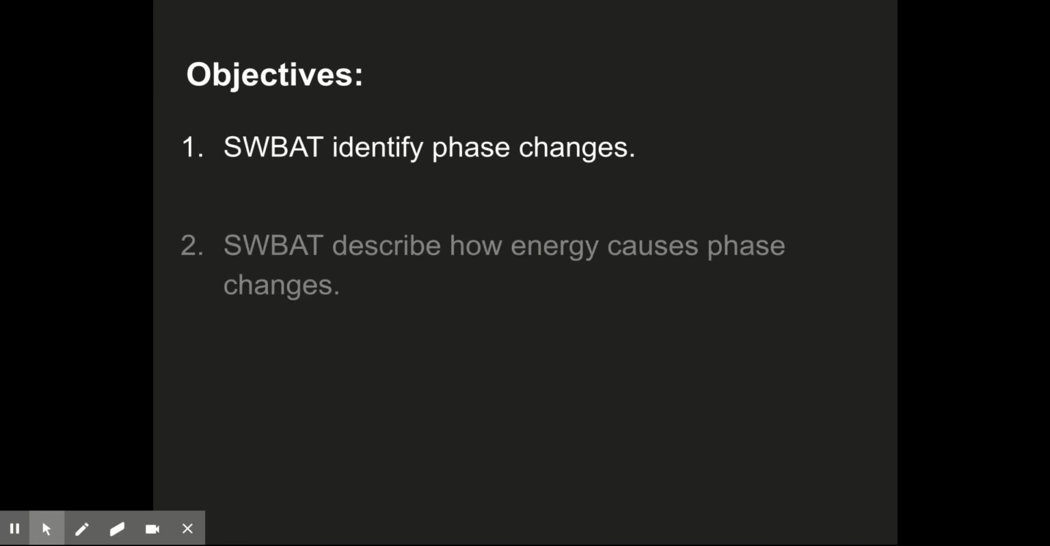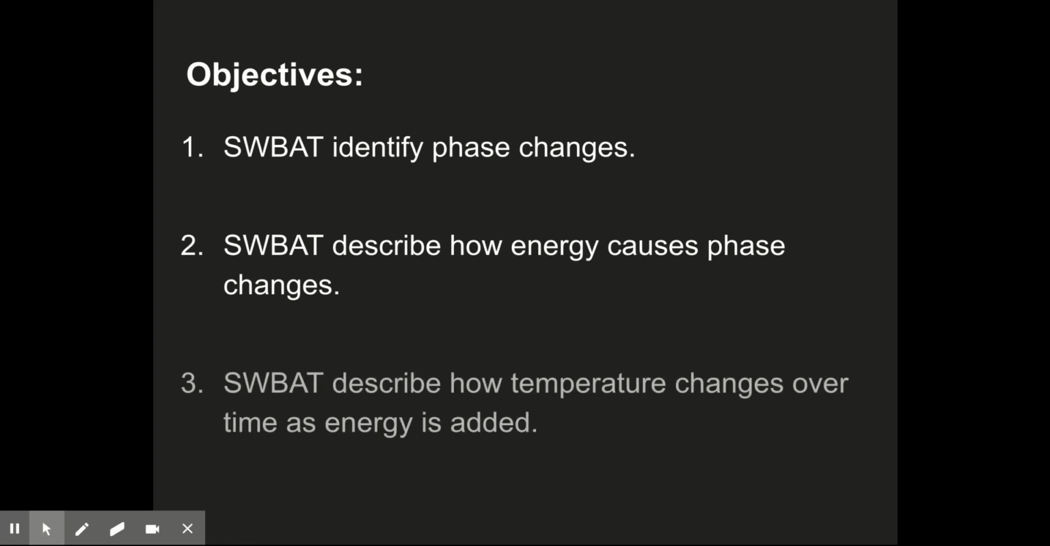So these are the objectives. Student will be able to identify phase changes. The student will be able to describe how energy causes phase changes. The student will be able to describe how temperature changes over time as energy is added.